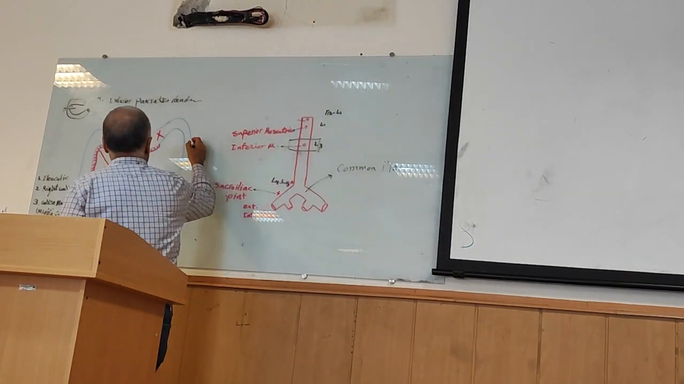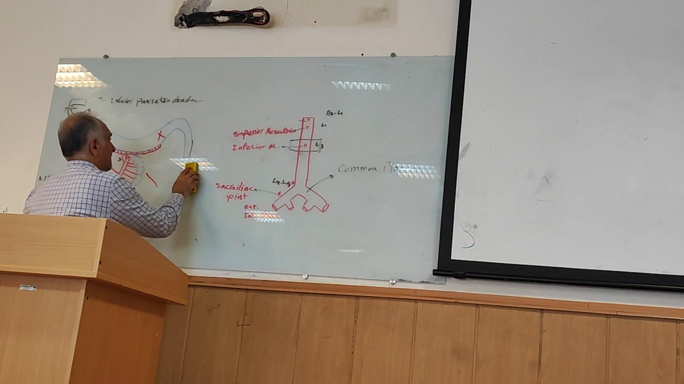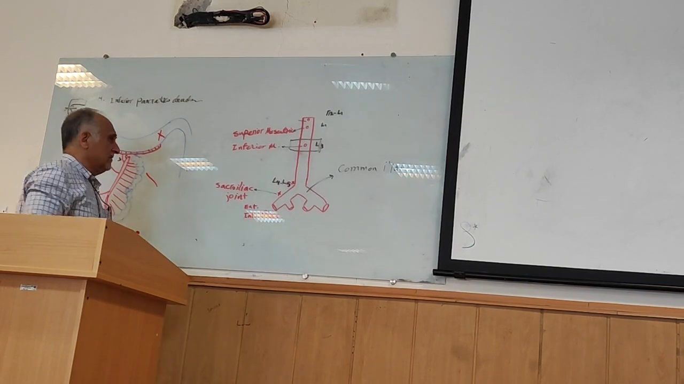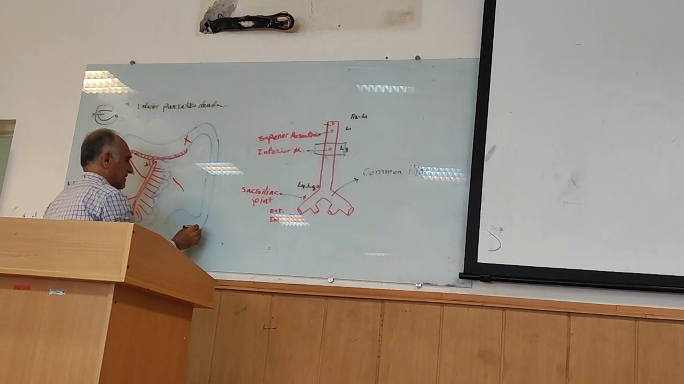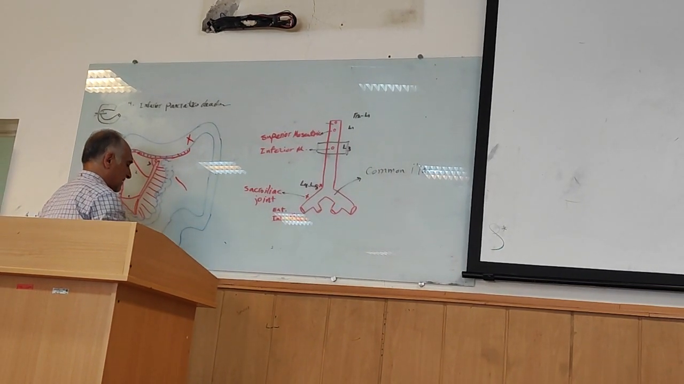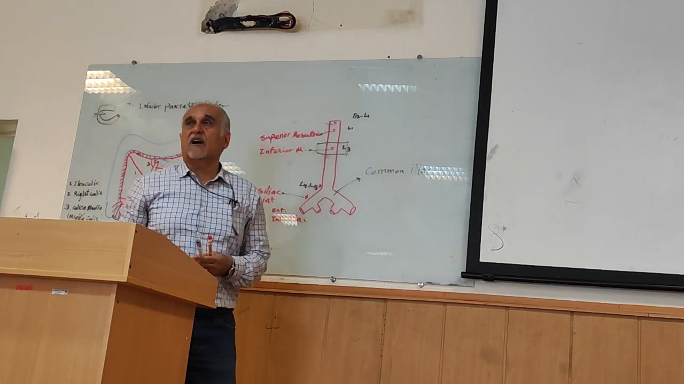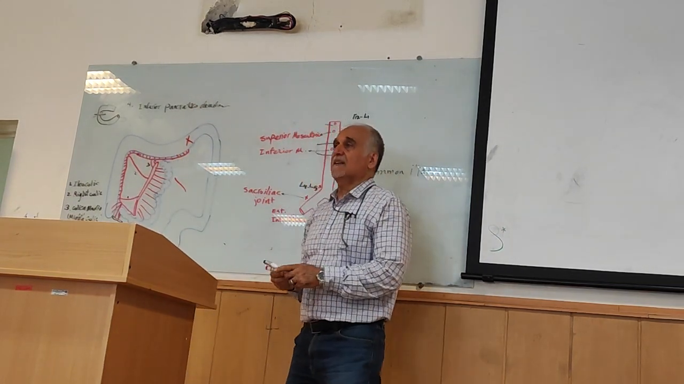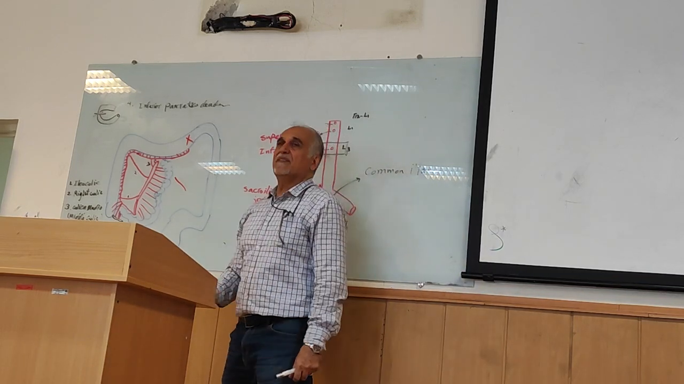So here we have the descending colon, then what? Sigmoid, and then rectum. That crosses the diaphragm and changes to anal colon. So look to the inferior mesenteric.